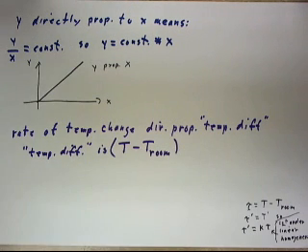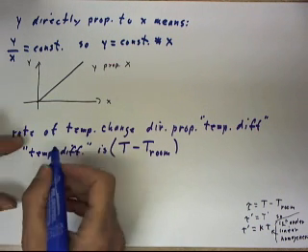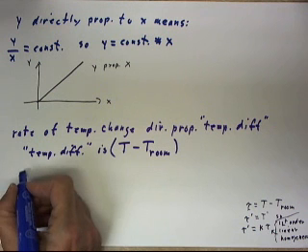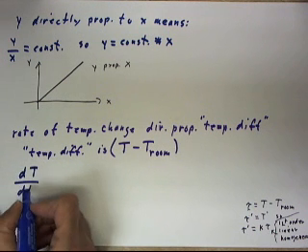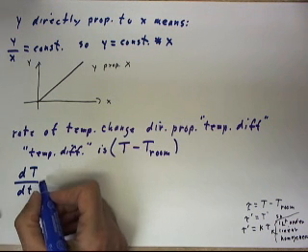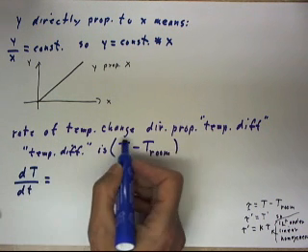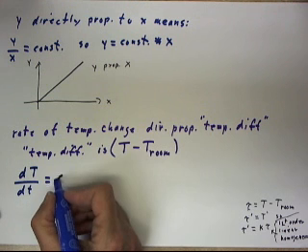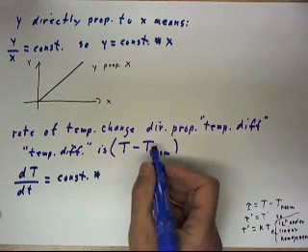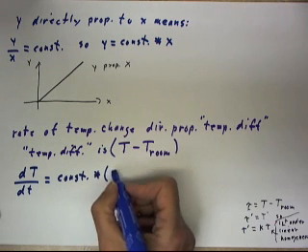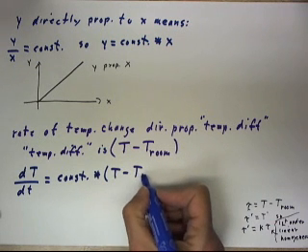Now if the rate of temperature change is directly proportional to this, what's the rate of temperature change? That's the rate of change of big T temperature with respect to little t time. And that, if it's directly proportional to temperature difference, has to equal some constant times the temperature difference. What's the temperature difference? That's T minus T room.